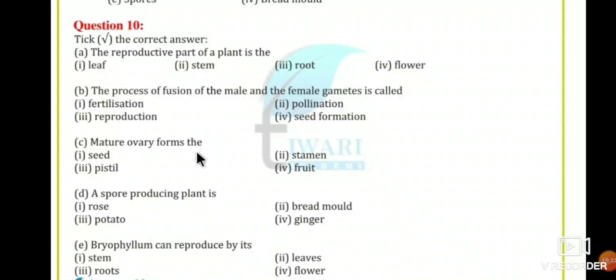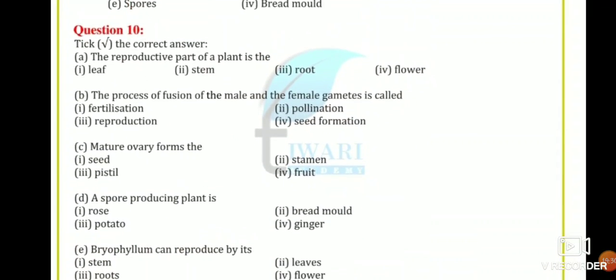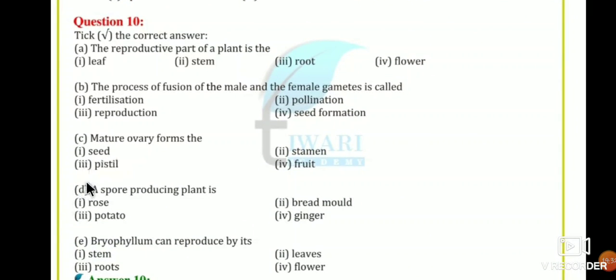Mature ovary forms the, here mature ovary does not form the seed. After the seed there will be the formation of the flower. Pistil is a part of the flower, it is one part of the flower. So these two are not the answer. And stamen is a male reproductive part, present in the male reproductive part. Therefore it does not become a mature ovary, but the answer is fruit. The last remaining one, fruit, is the correct answer for mature ovary.